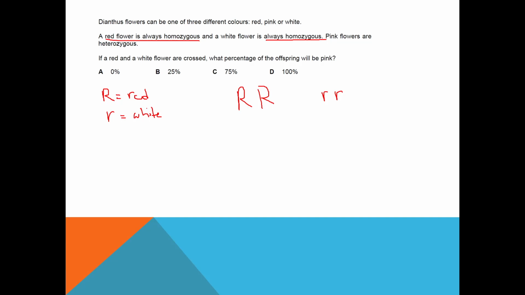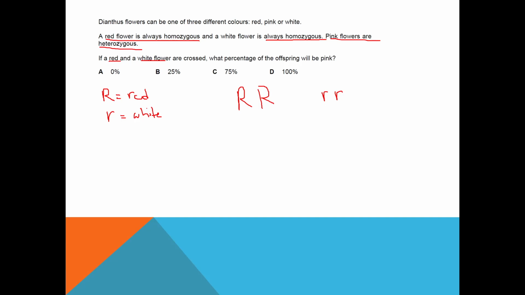Now what they're doing here is crossing a red and a white flower together. Pink flowers are heterozygous. That means pink flowers have one dominant allele and one recessive allele. They will never be homozygous. That means it won't be both capital R or both small r. It is always heterozygous.